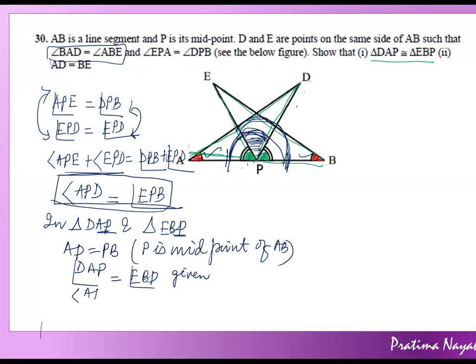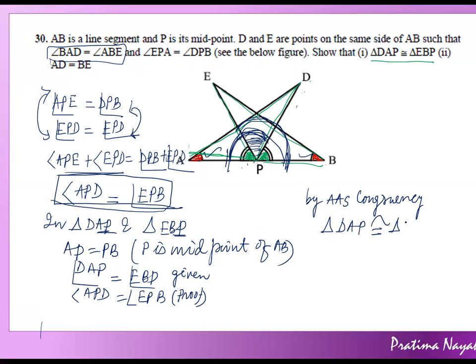Angle APD is equal to angle EPB by proof. So by AAS congruency, triangle DAP is congruent to triangle EBP. When two triangles are congruent, now I can write AD is equal to BE by CPCT.